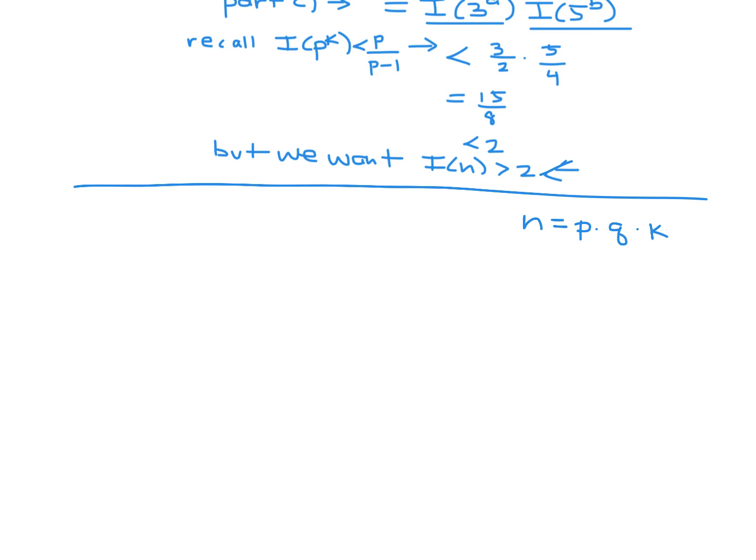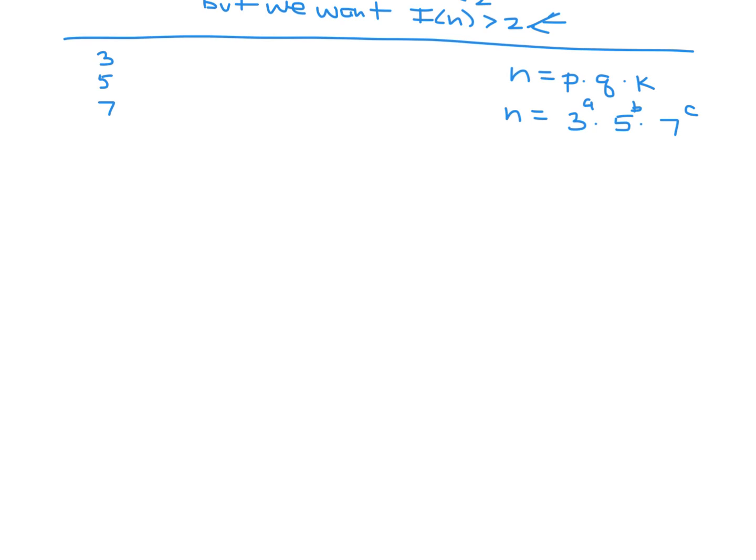And they also want us to use the smallest possible. So let's use the smallest possible odd prime numbers, which are 3, 5, and 7. So let's say n would be 3 times 5 times 7. And of course, we've got to have these exponents because we don't know what the exponents are. Let's work with this and see if we indeed get an I of n greater than 2.